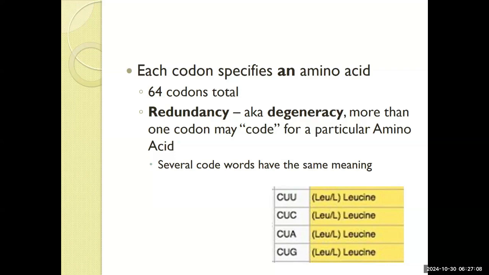Notice in the third base of the codon, it doesn't matter if it's a U, a C, an A, or a G. All 4 of these variations still code for that same particular amino acid. What we see is that in the genetic code, about 50% of the time, the third base doesn't matter. But there are several code words that ultimately have the same meaning.